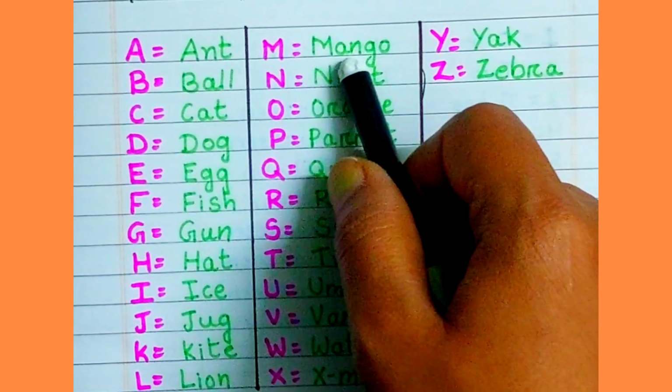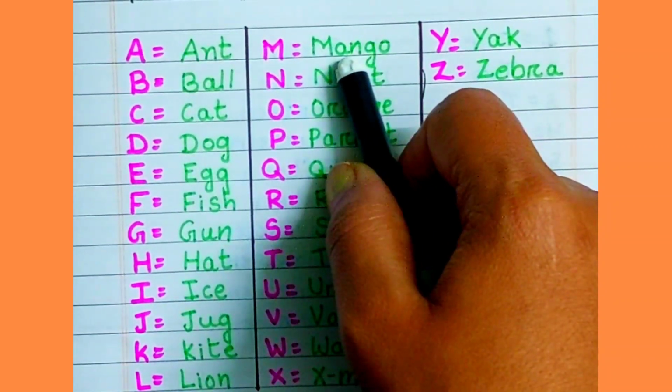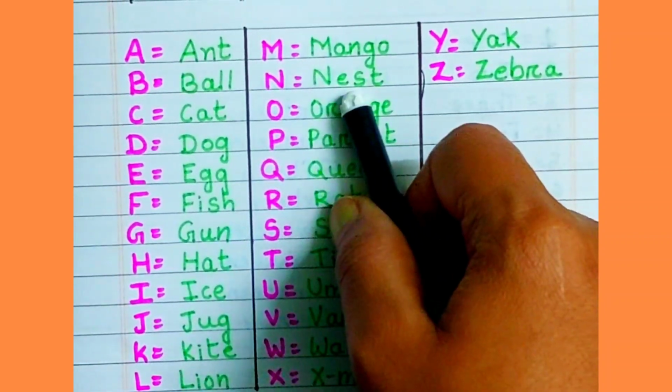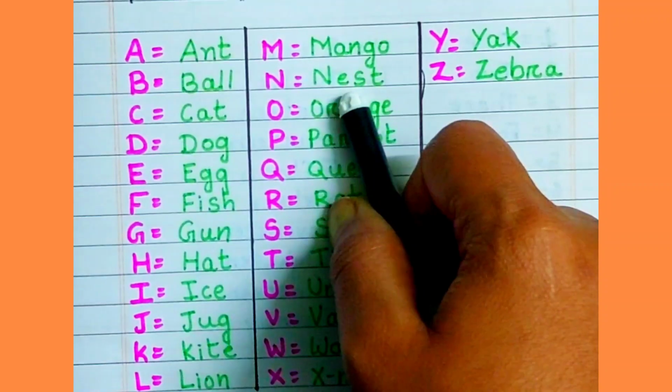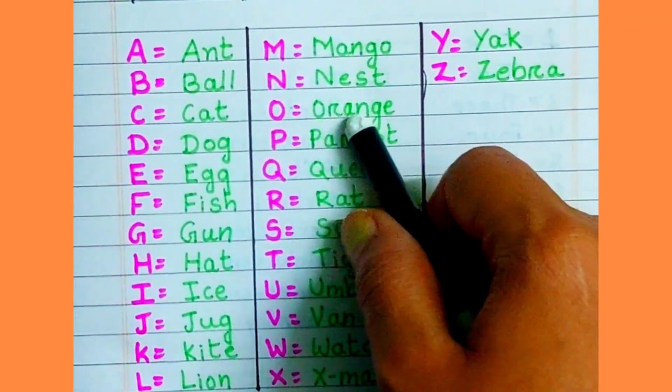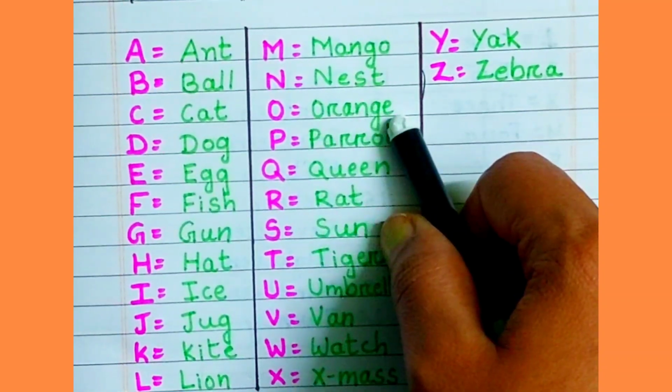M for mango, M A N G O mango. N for nest, N E S T nest. O for orange, O R A N G E orange.